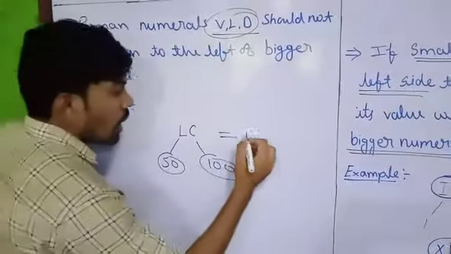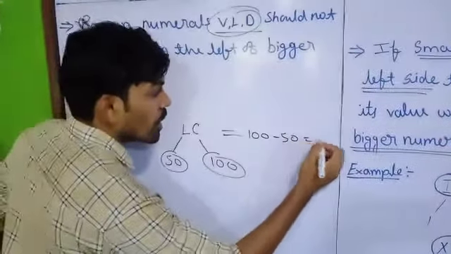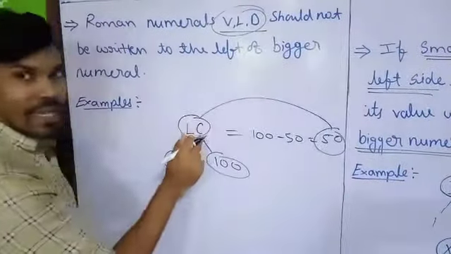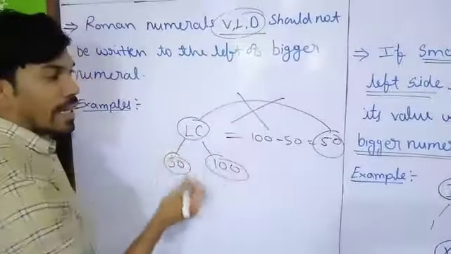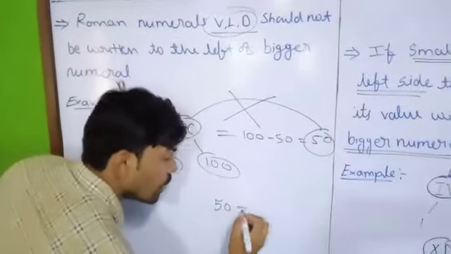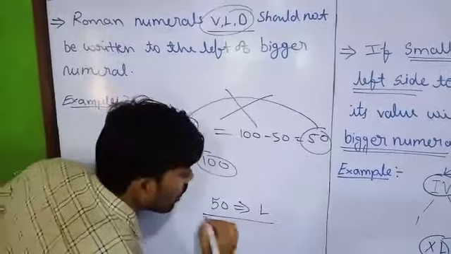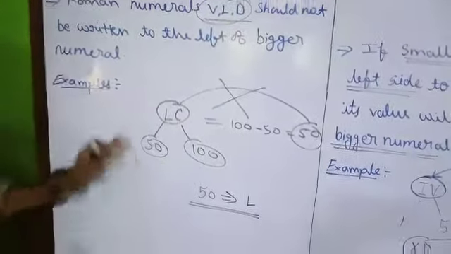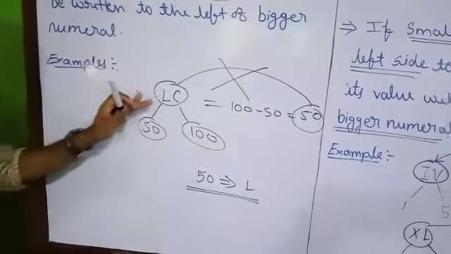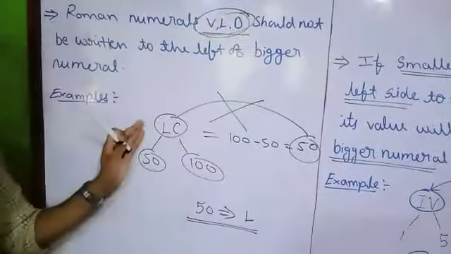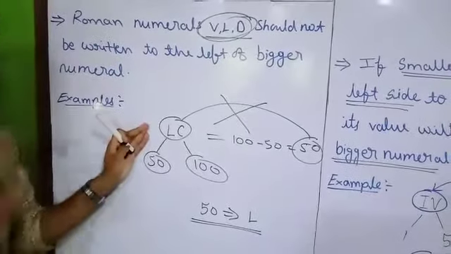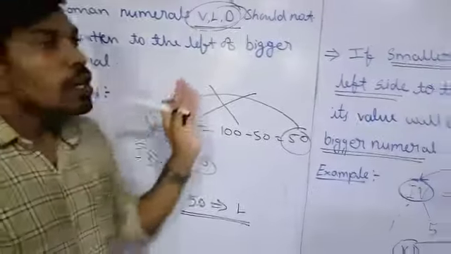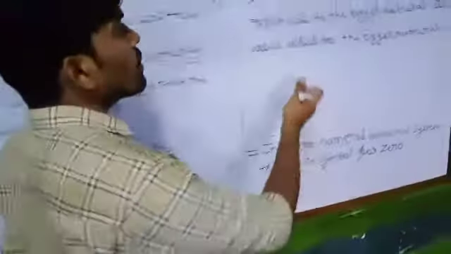So 100 minus 50 will give the answer 50. So for 50, is LC correct? No, it's not correct, because for 50 we already learned that the symbol is L. Clear? So if we write L, V and D to the left of the other bigger Roman numerals, it could be wrong. So we should not use V, L, D on the left side.